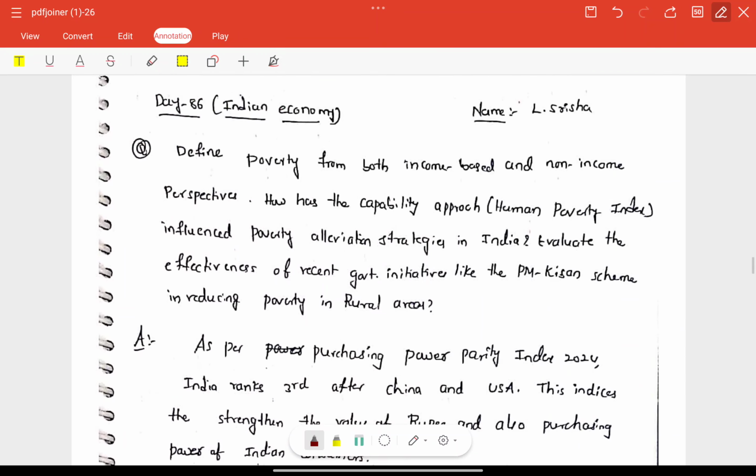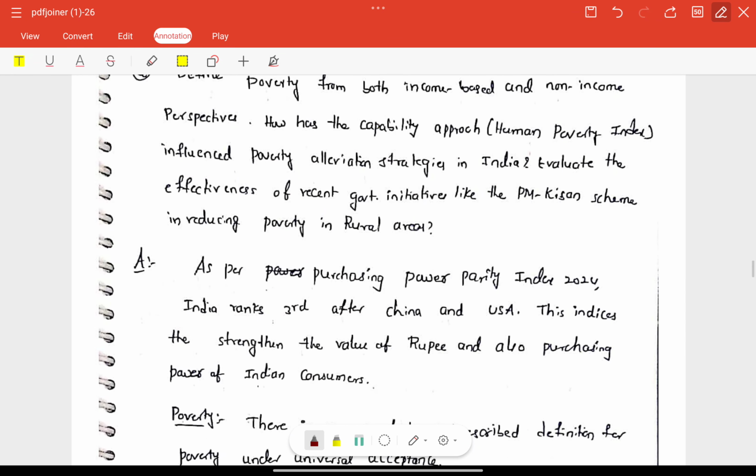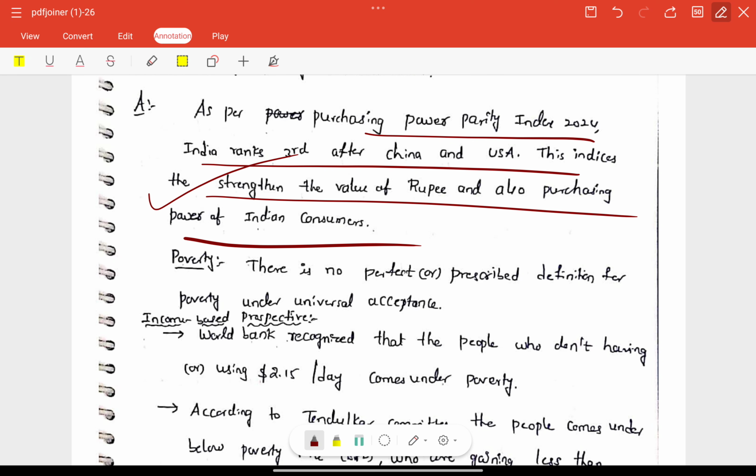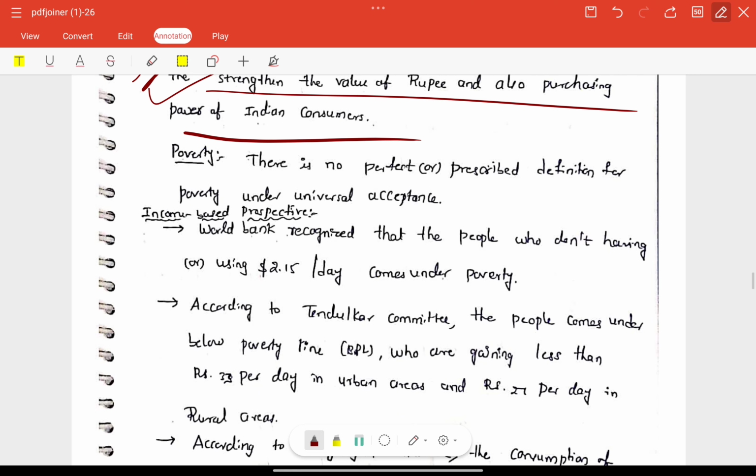So let's check today's answer written by Srisha. So here, as per the purchasing power parity index, in 2024 India ranks third after China. This indicator strengthens the value of the rupee and also the purchasing power of Indian consumers. Very good. Current affairs introduction.